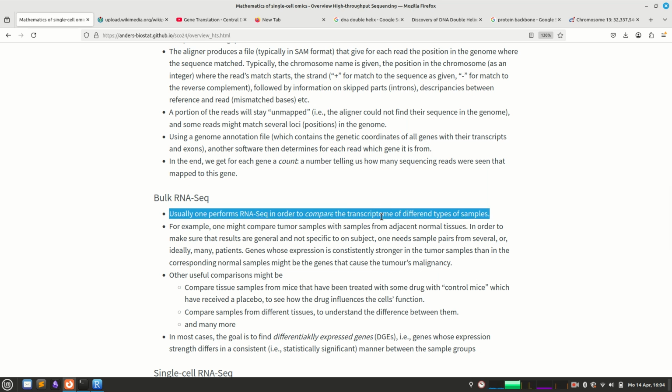Maybe I want to find something out about a skin disease. Let's say you're a researcher interested in psoriasis, and you have skin samples from 10 patients with psoriasis. From each patient, you have one sample from the afflicted parts of the skin and one sample from a healthy part of the skin.